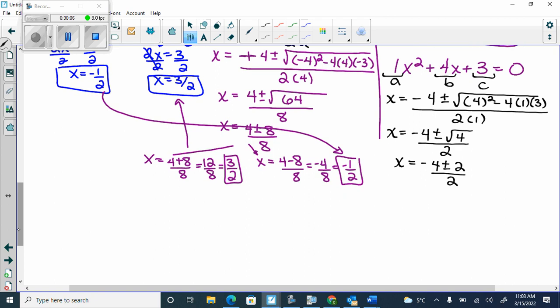Now, if your answer that you found was a nice solid answer, your square root in the quadratic formula will turn out to a nice number, like 7, 5. It could be a perfect square, right? So this is good. So we're going to get x equals negative 4 plus or minus 2. Oh, crud.